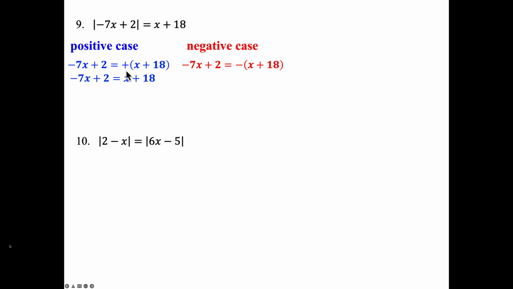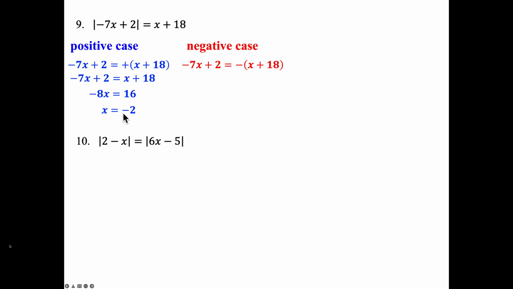Negative 7x plus 2 equals x plus 18. All right, let's add, oops, not add over the x, subtract the x over to the left. That's going to make it negative 8x. We'll subtract the 2 over to the right to the 18. That will make it 16. And we'll divide over the negative 8. Makes x equals negative 2.